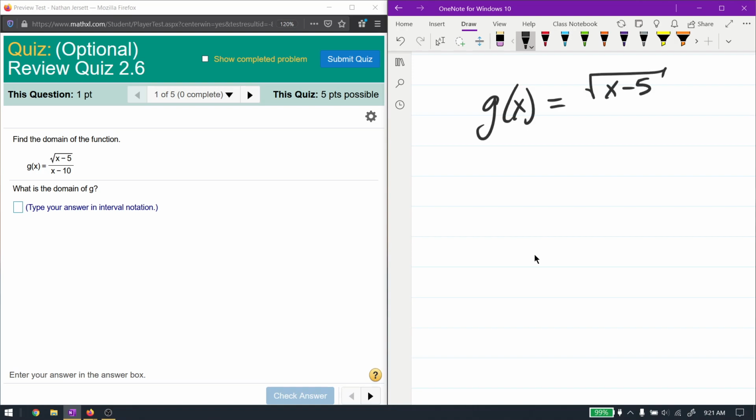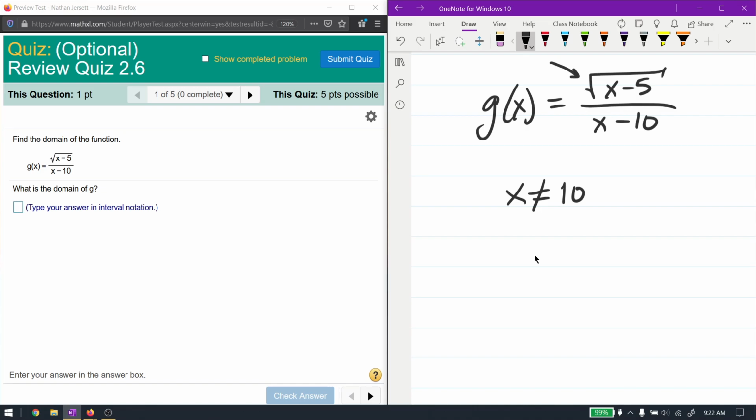So first off, you see we have a fraction here, and fractions should always bring about the thought of when does it give me 0 in the denominator. In this case, it gives us 0 when x equals 10. So x cannot equal positive 10 because 10 minus 10 is 0. That's our first problem. Now in the numerator, we have a square root.